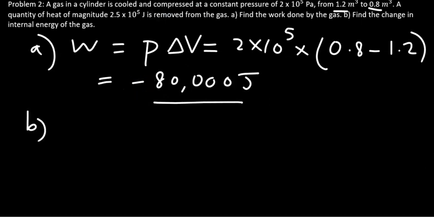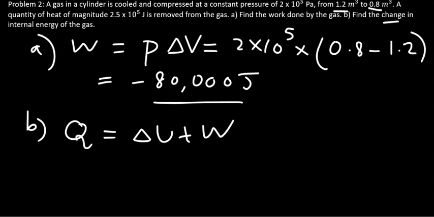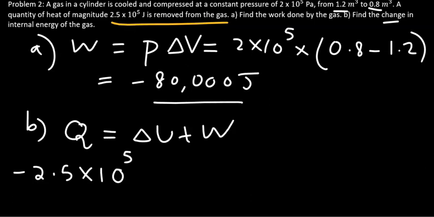For part B, we want to determine the change in internal energy. So again, using the first law of thermodynamics, heat into or out of the system equals the change in internal energy plus the work done. Now note that this much heat is removed from the gas. So that means that number has to be negative. So the heat removed corresponds to the value of minus 2.5 times 10 to the power 5 joules.